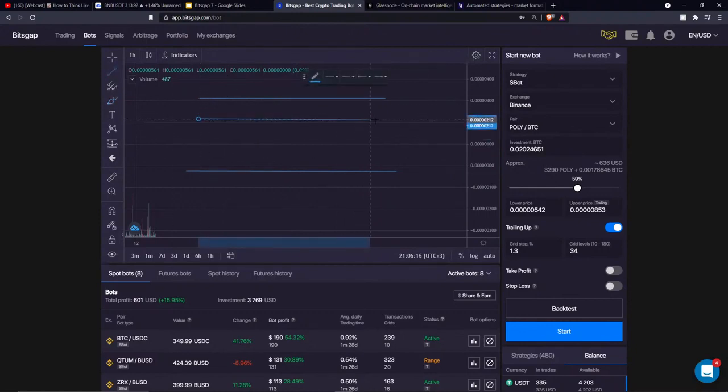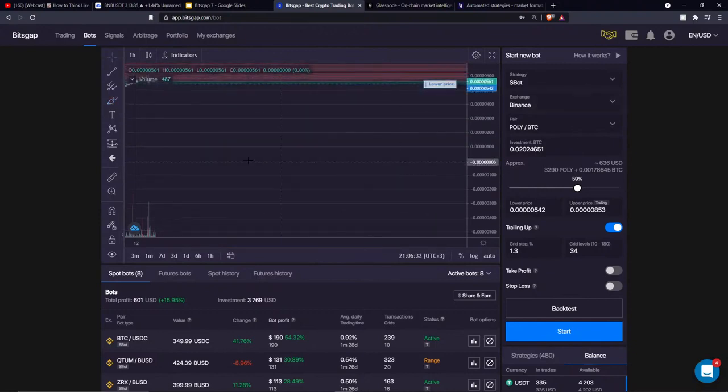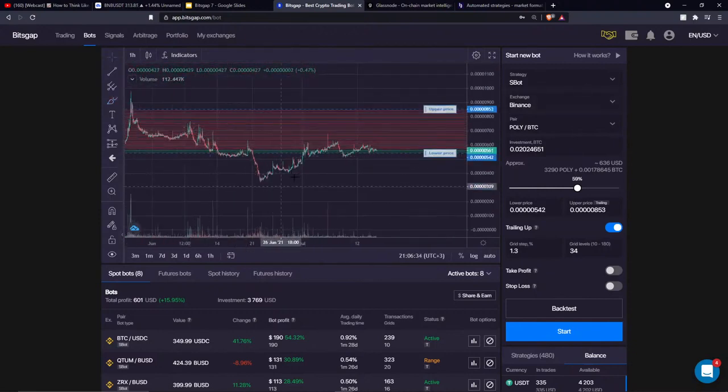So make sure that you have enough grid levels for the volatility of your selected crypto, and that way you have more chances that your lines will be triggered. This one triggered, this one triggered, this one triggered. So always make sure that you analyze the volatility of the coin.